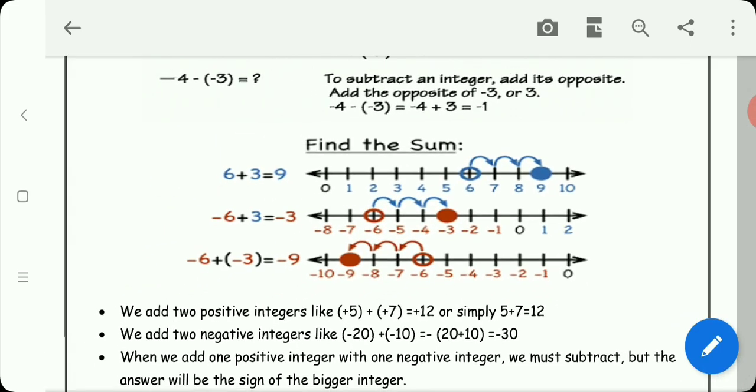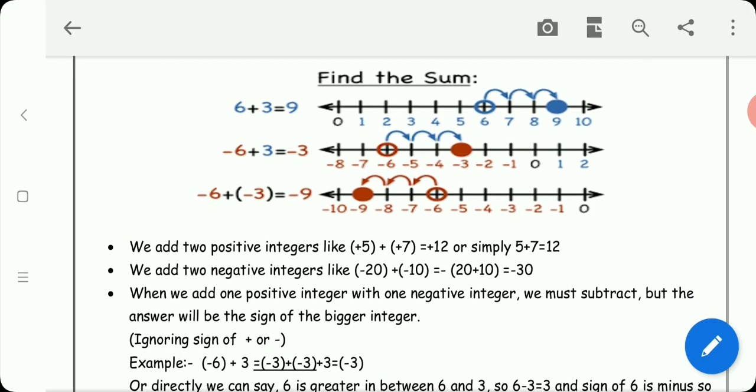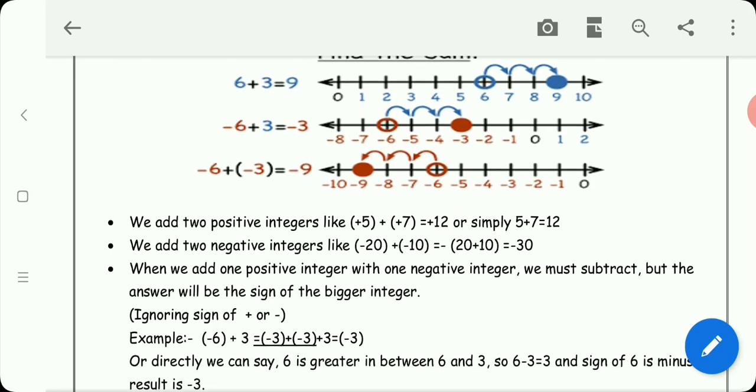Here, find the sum 6 plus 3. What is 6 plus 3? Of course, 6 plus 3 is 9, because from 6, 3 steps towards the right. After 6, one step is 7, second step is 8, and third step is 9. So the answer is 9. Similarly, minus 6 plus 3 equals minus 3. Minus 6 plus minus 3 equals minus 9. From minus 6, you have to go towards the left. So 3 steps towards the left, so minus 9.